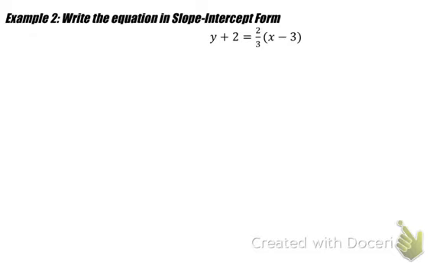So in example 2, we have y plus 2 equals 2/3, which is our slope, times the quantity of x minus 3. So we have our point at 3, negative 2, and then our slope at 2/3. So this is in point-slope form. And our ultimate goal is to change that into slope-intercept form. Again, slope-intercept form is written as y equals mx plus b. And now I'm going to draw my line to separate the one equation into two parts, the left and the right side.